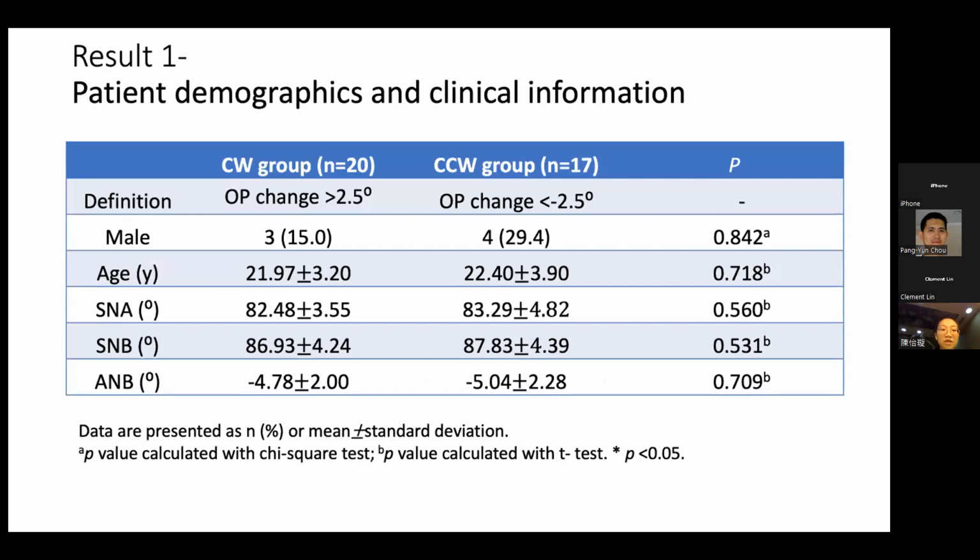So we'll see the results. First is the patient demographics and clinical information. We have 2 groups: the clockwise group and the counterclockwise group. There are 20 patients in the clockwise group and 17 patients in the counterclockwise group. There are 3 males in the clockwise group and 4 in the counterclockwise group. In the statistics, we found no significance in age, gender distribution, SNA, SNB, and ANB.